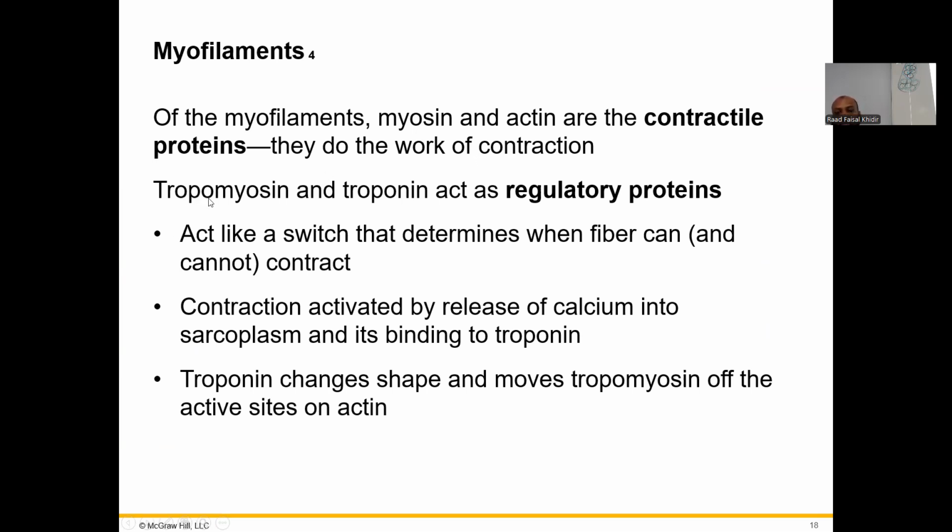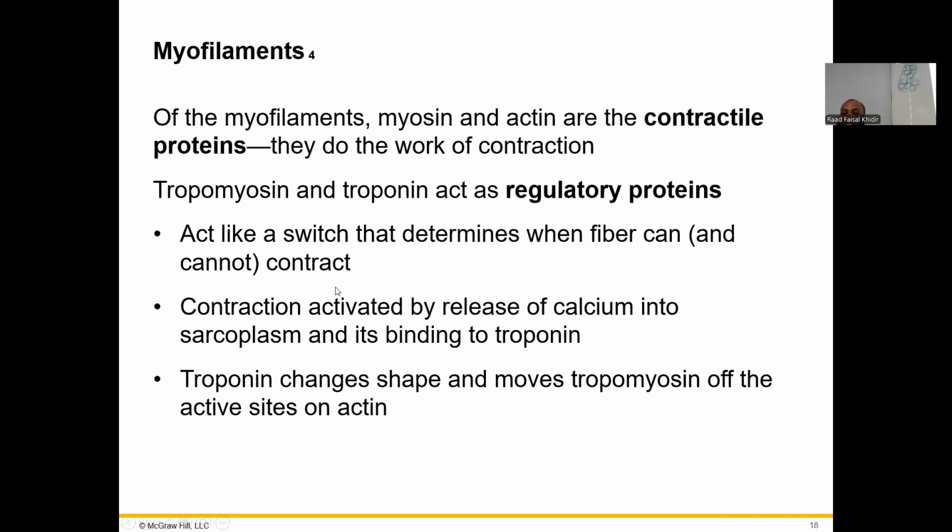While tropomyosin and troponin act as regulatory proteins. They act like a switch that determines when the fiber can and cannot contract. We talked about the fact that they are regulatory proteins.